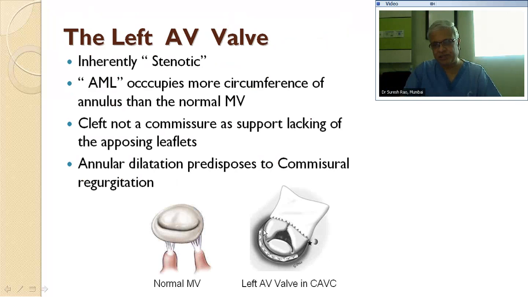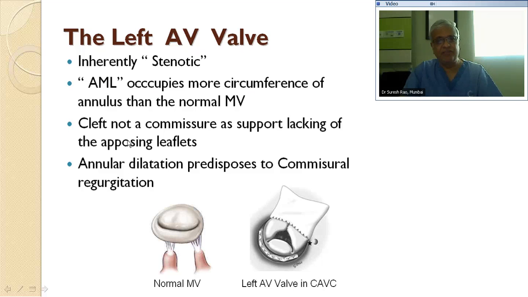This is what you find when we repair and close this cleft. That forms what seems like an AML, and the posterior mitral leaflet is just about a third of the circumference. So therefore, a left AV valve after repair in complete AV canal or AVSD is inherently stenotic. The anterior mitral leaflet occupies more circumference of the annulus than the normal mitral valve.